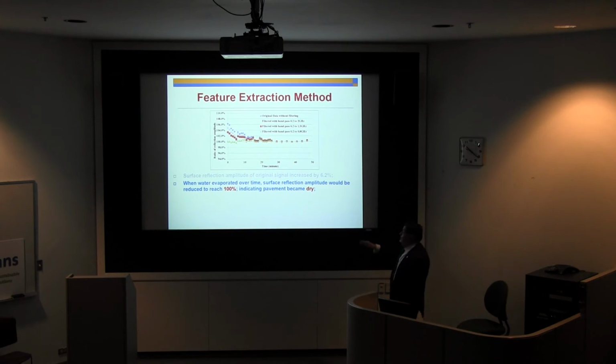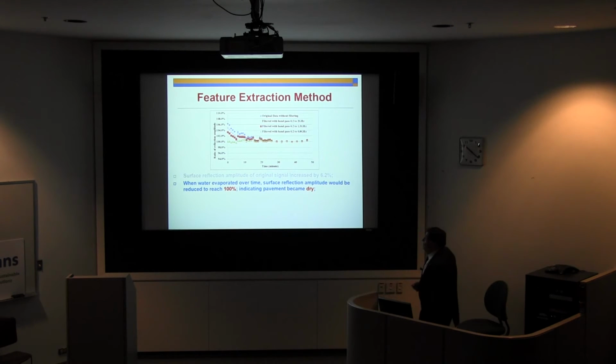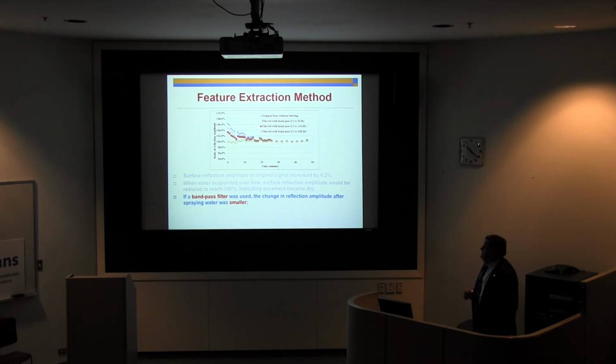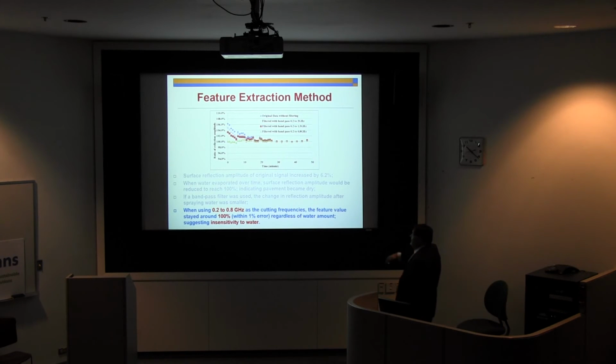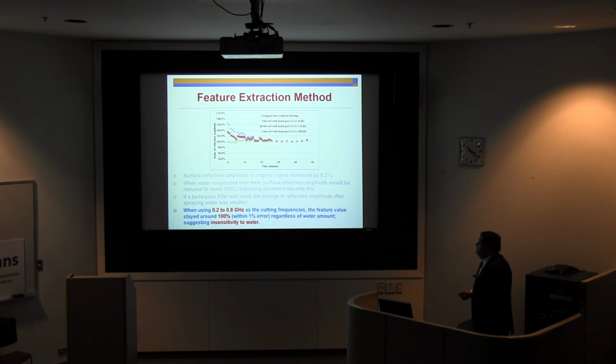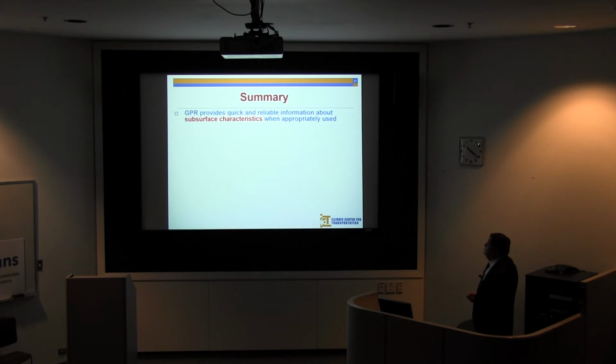Now, when water evaporated, of course, we wanted to get the dry value. And using this bandpass filter, we were able to get it back without any problem. So what we did, we just filtered the data between 0.2 and 0.8, and this is affected just by the change in the density and dielectric constant and is not affected by the moisture. Okay? So we are taking advantage of this. The feature value stays at 100%, and that was within 1% regardless of the water amount that we were using. So I think, am I on time?